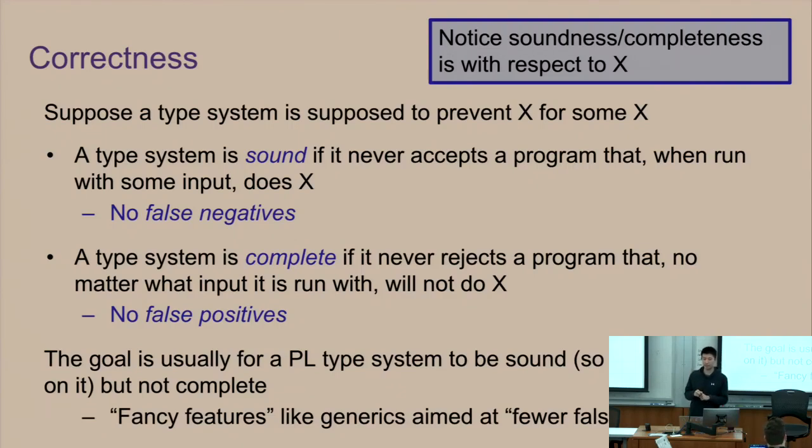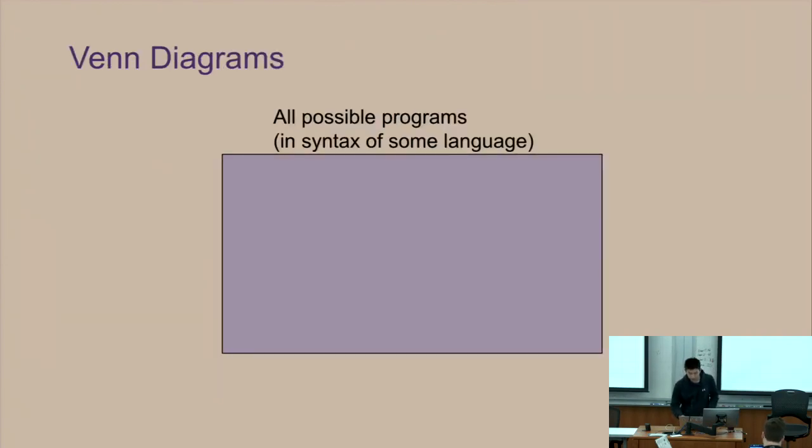One very silly example of a sound type system is one that just rejects all programs. No matter what we give it, it will reject that. This type system is clearly sound because whatever input you give, it will never do X. So the usual goal for a programming language type system is to be sound, but not complete. We'll also take a look at that in later slides. But all the fancier features we mentioned previously, like generics in Java, aim at getting fewer false positives.